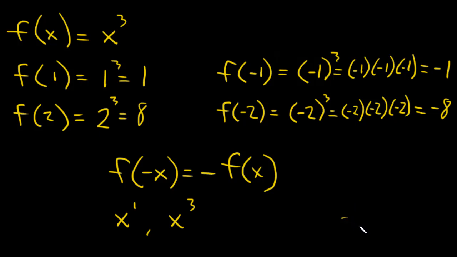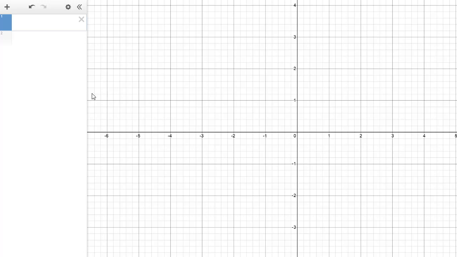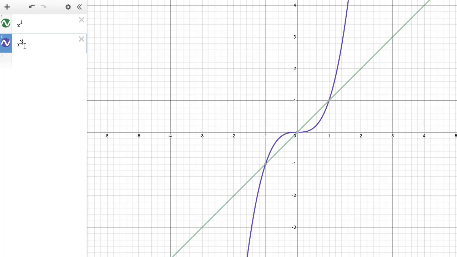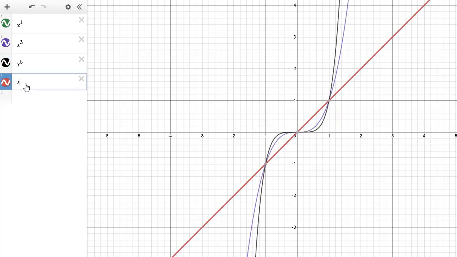Alrighty, let me clear this. Okay, so here we are in Desmos again. Let's try this out. X to the first. Okay, not a big shock because that's just y equals x, that's what we would expect. It intersects the graph at y equals 0 and has a slope of 1. But what about x cubed? So x cubed, interesting. X to the 5th, x to the 7th.